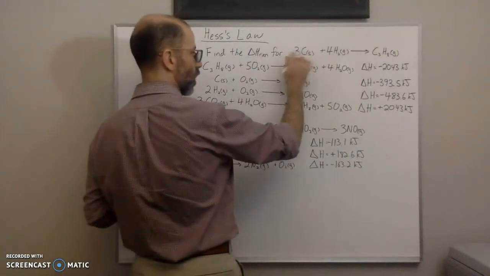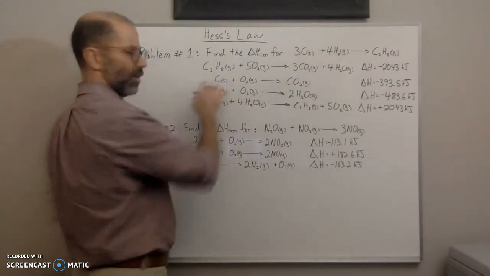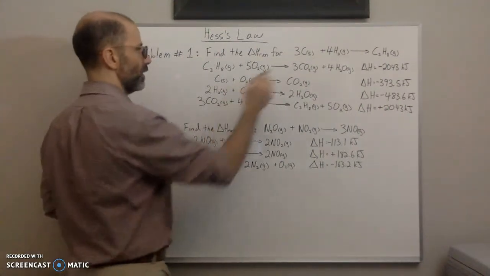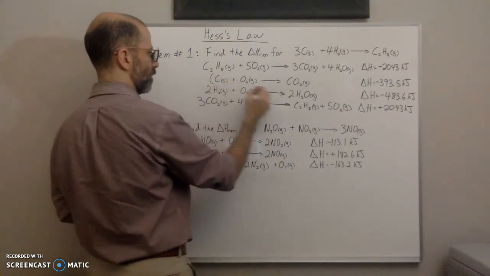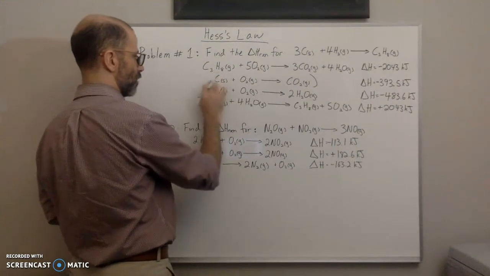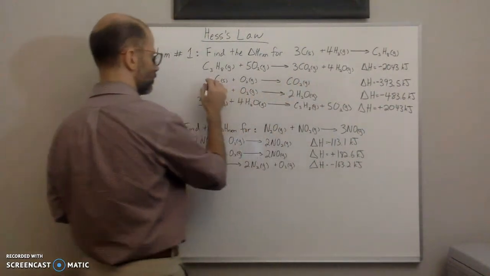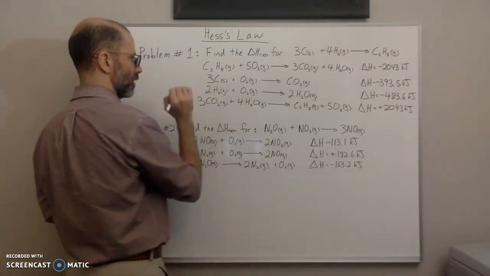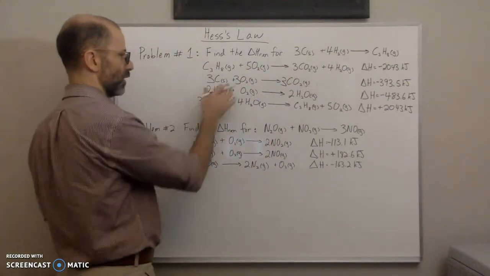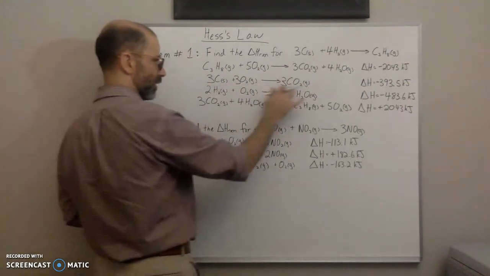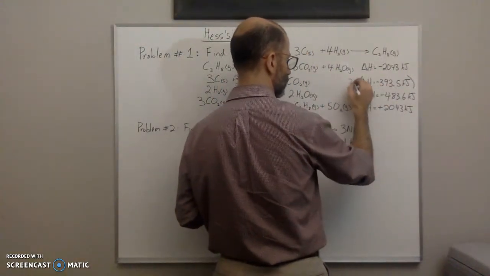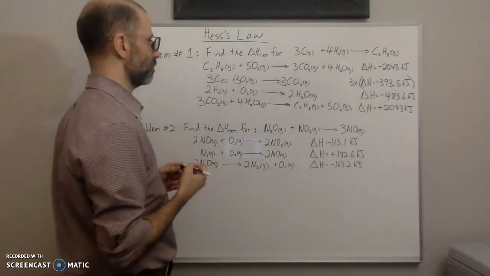Now we see that carbon here is a reactant, and we have carbon here as a reactant, but we don't want one carbon, we want three carbons. So in order to get the three carbons, we're going to have to multiply our equation by 3. So 1 times 3 is 3, 1 times 3 is 3, 1 times 3 is 3. But again, if we multiply the equation by 3, we must also multiply the delta H by 3 as well.